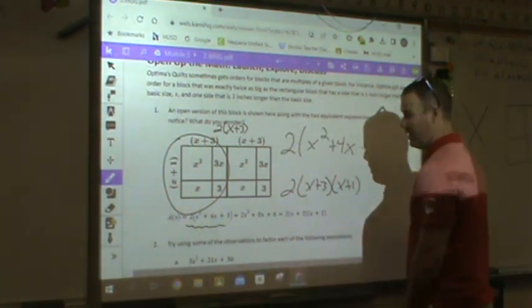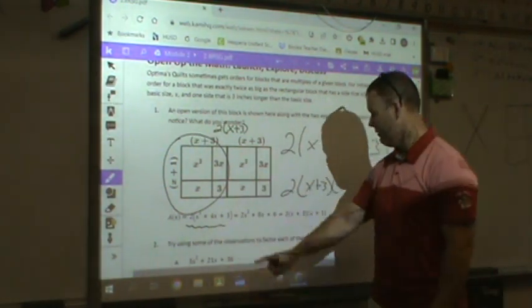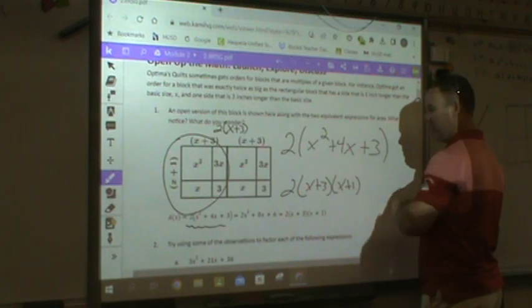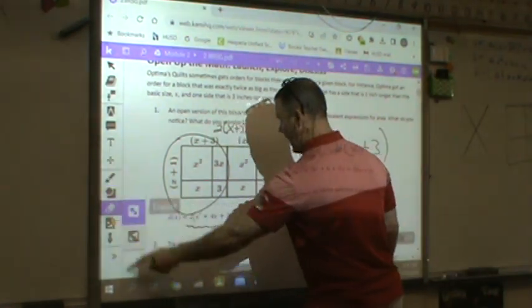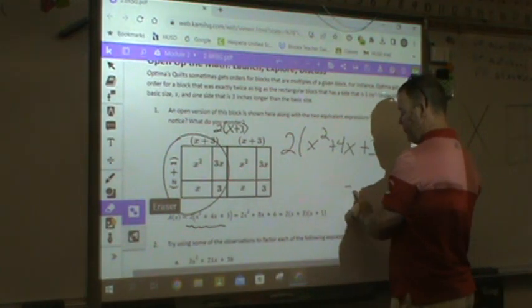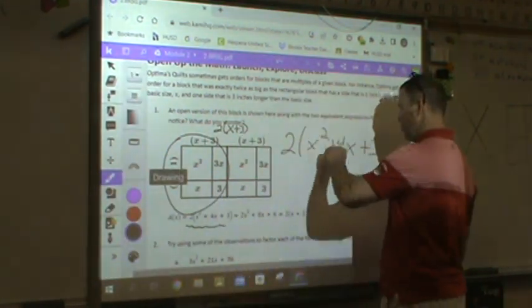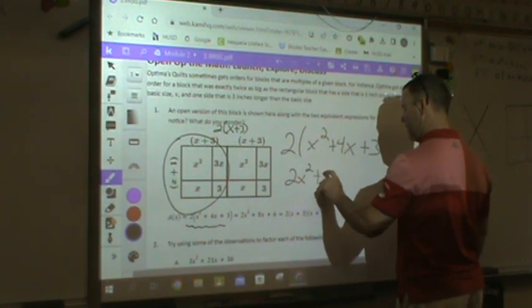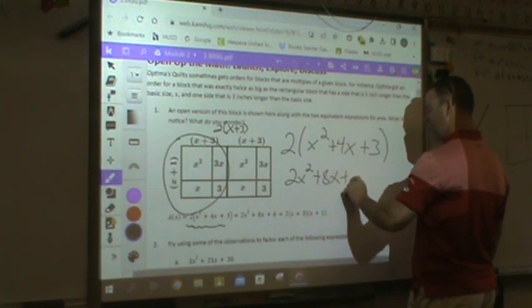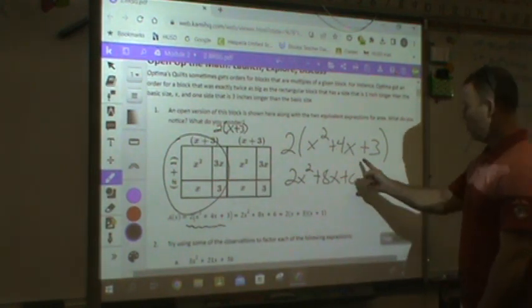If you notice underneath, here's the first version that they have, all right? If I distribute, and there's the factored form, by the way, okay? So they have it in there. If you distribute the 2 to everything, well, gee, 2 times x is 2x squared, 2 times 4x is 8x, and 3 times 2 is 6, okay? So here's what you get.